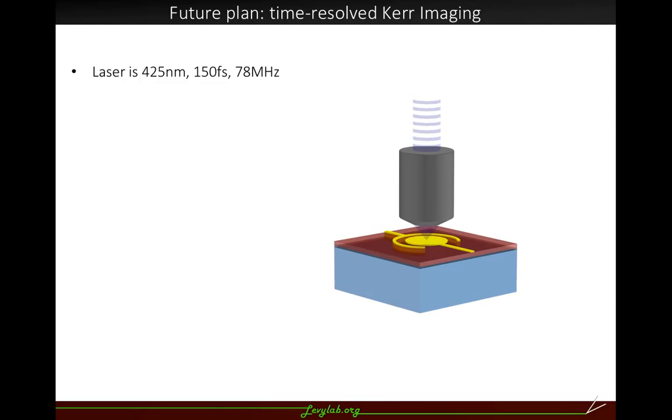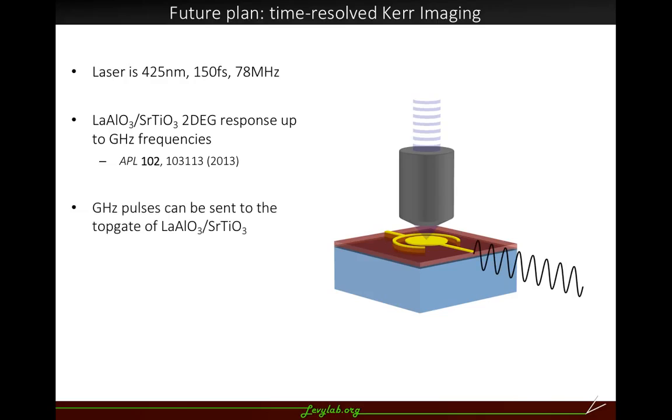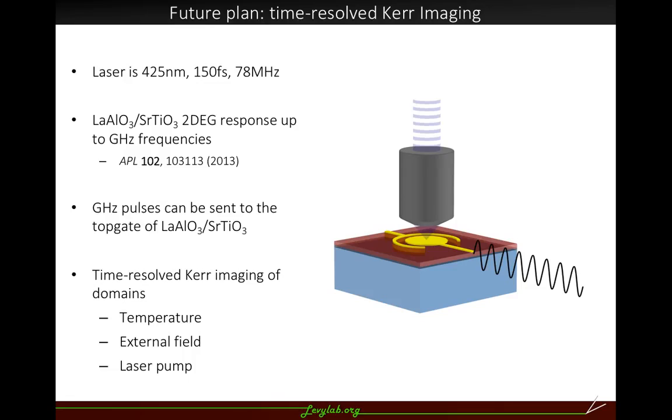One of the future plans is to do time-resolved Kerr imaging, and the laser we're using is a pulsed laser, so we can do pump-probe experiments. We know that the LAO two-dimensional electron gas can respond up to gigahertz microwave frequencies. So the idea is to send gigahertz pulses to the top gate of LAO, so the interface ferromagnetism will be tuned by these gigahertz pulses. By controlling the phase difference between the laser pulses and the gigahertz microwave, we can see the time evolution of the Kerr images. We can try this at different temperatures and even in an external field or using a laser pump.